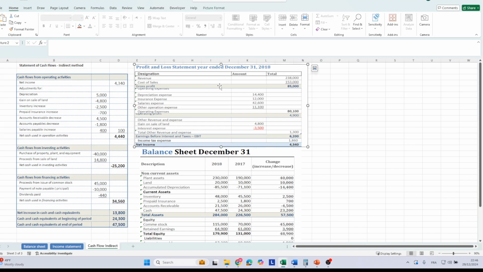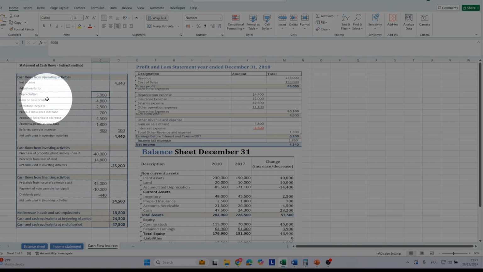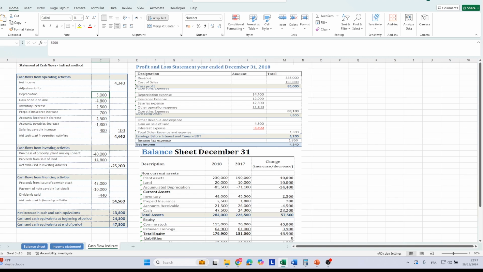This is our income statement. This is the balance sheet. And here you see that we have net income. We get it from the profit and loss statement. Then we add depreciation, 5,000. We get it from the income statement, or from the note that we receive from the finance department. Then we have gain on sales of land, so we need to subtract this amount.